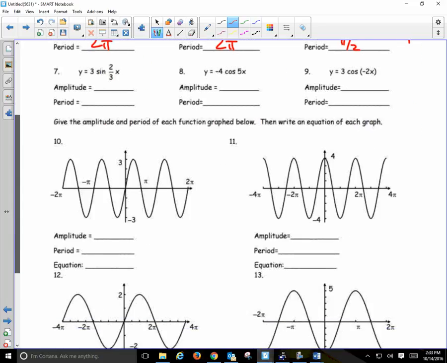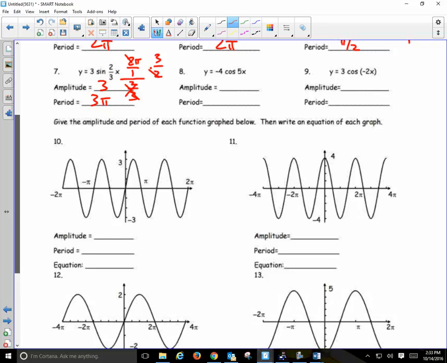All right. We'll do each one individually. 7. What's the amplitude? What's different about the amplitude this time? Got a fraction. So we're going to take 2 pi over 1 and divide it by 2 over 3. I can't divide fractions, so instead of dividing, I multiply by the reciprocal. What do you get? 3 pi. Yep, very good.